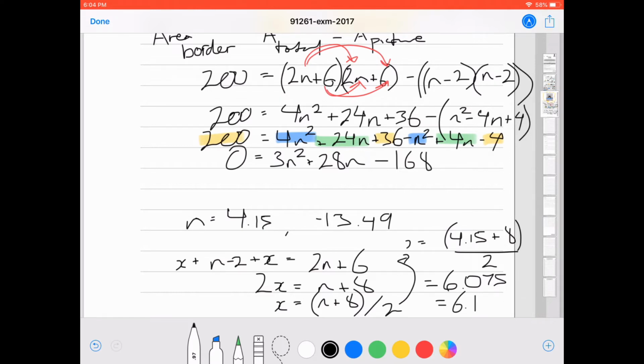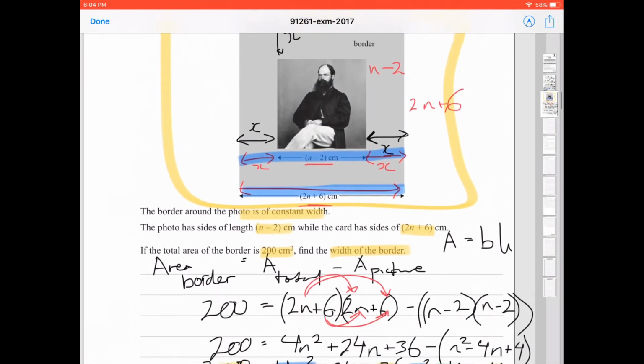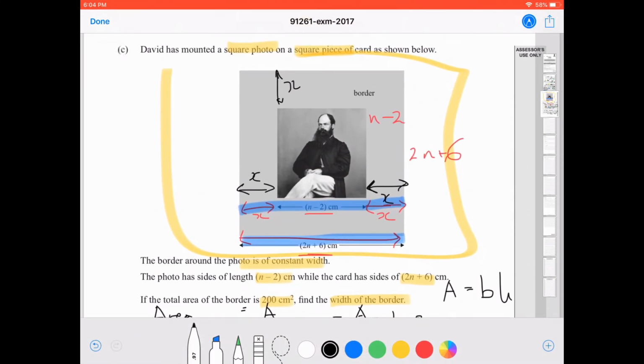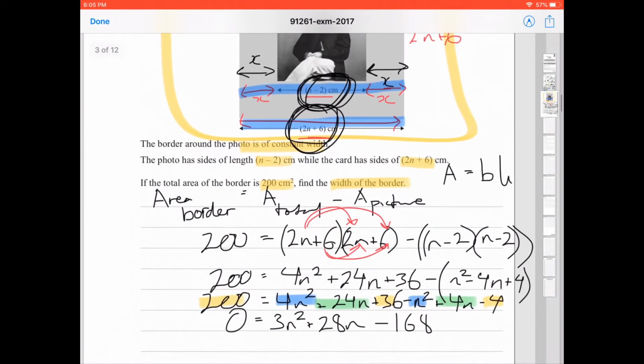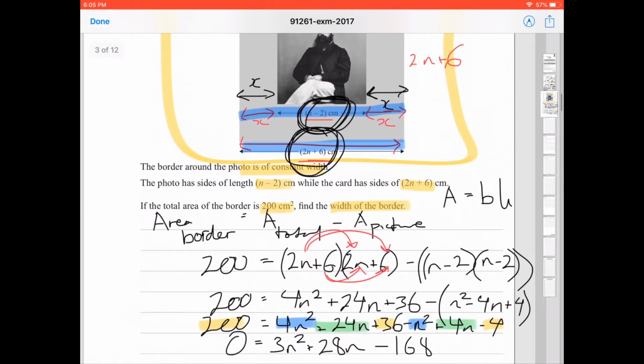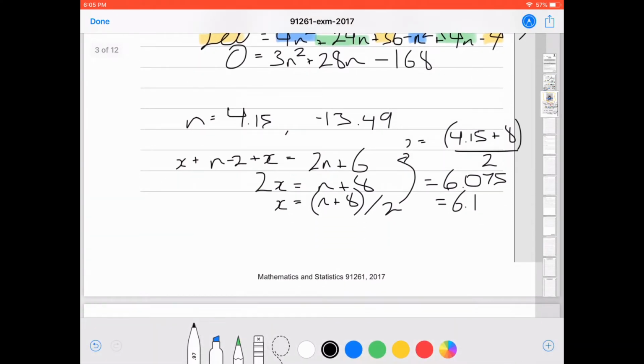Okay, now why only the 4.15? Again, we're working to a context, we've got some constraints. Obviously, you're talking about side lengths, and so if we were looking at this n minus 2 in here, or even that 2n plus 6, if you were to have n equal negative 13.49, none of those dimensions would work. You'd have negative lengths. They have to be positive. Okay, and so here x equals 6.1. So that gets you an excellence grade.